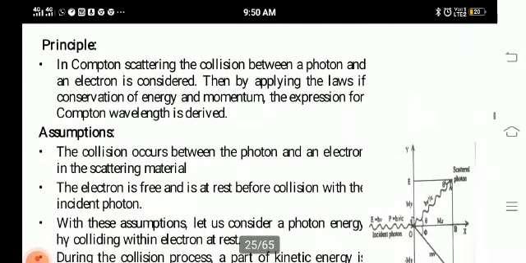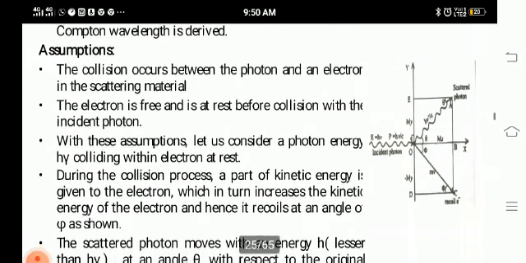For this, we are going to have the derivation part. In Compton scattering, the collision between a photon and an electron is considered. Then, by applying the laws of conservation of energy and momentum, the expression for the Compton wavelength is derived. For that, we are going to have some assumptions: the collision occurs between the photon and an electron in the scattering material. The electron is free and is at rest before collision with the incident photon.